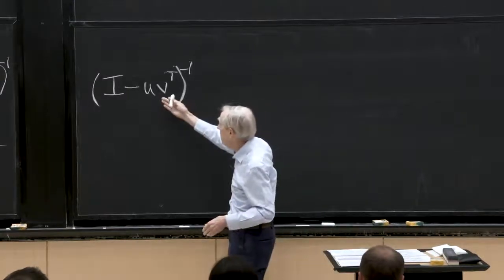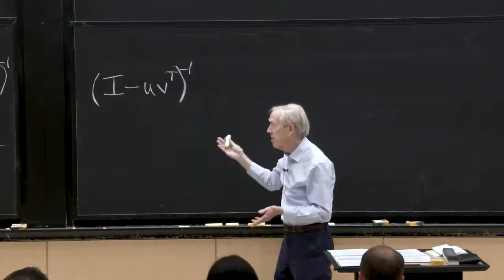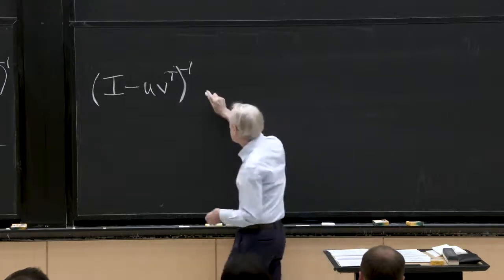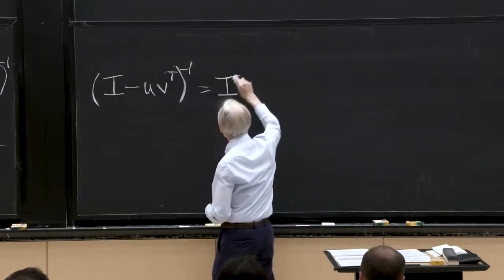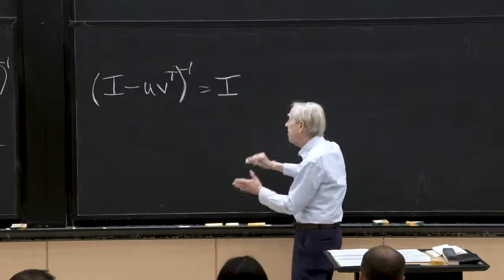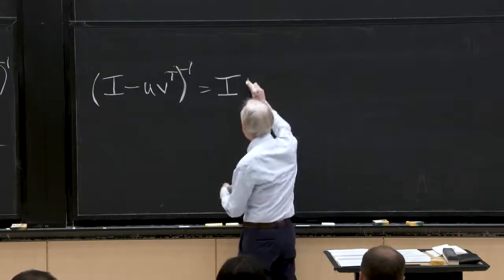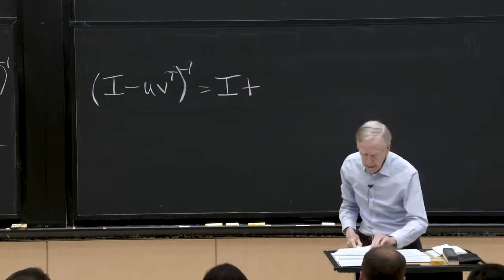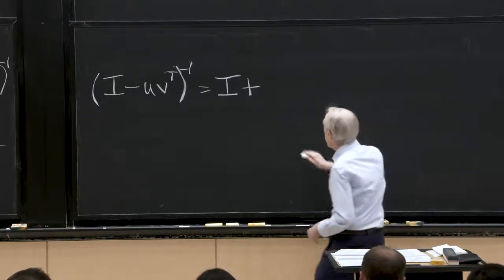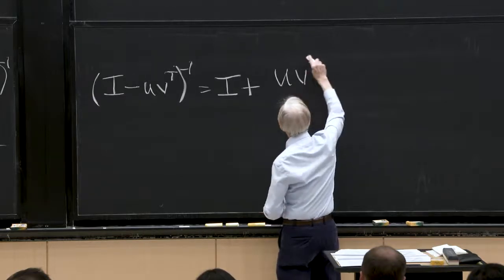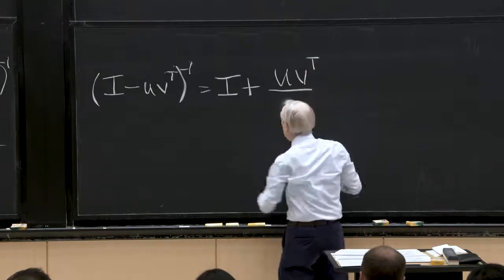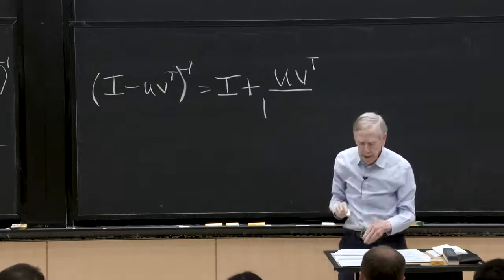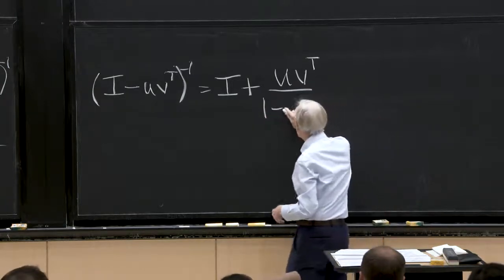So I'm perturbing the identity matrix in this case, whose inverse is also the identity matrix. So I'm going to write the answer as a perturbation of I. And the question is, what is that perturbation? And it's a famous formula. There's a UV transpose comes in, copied from there, divided by 1 minus V transpose U.